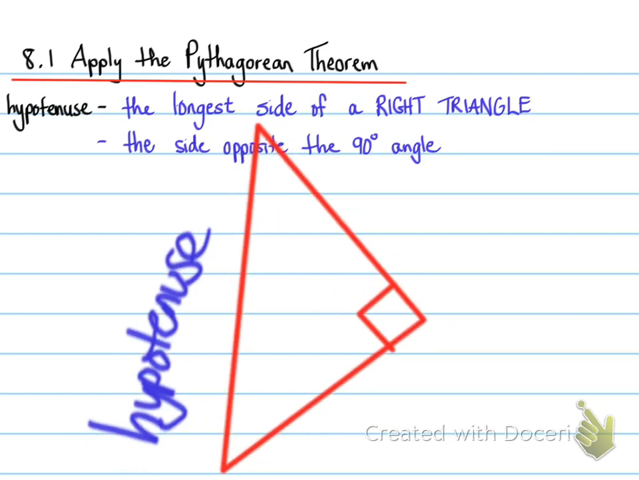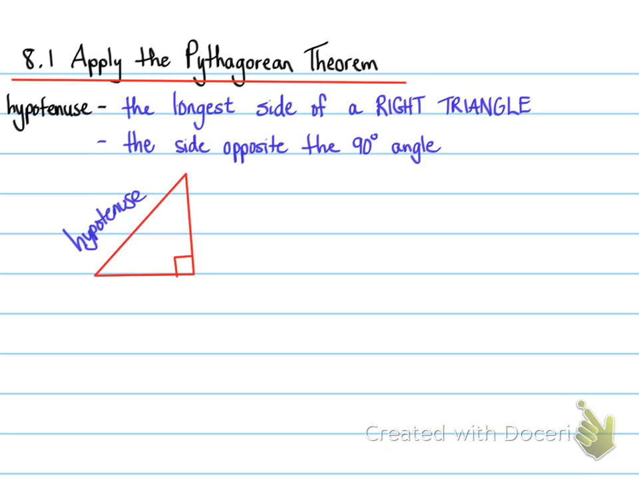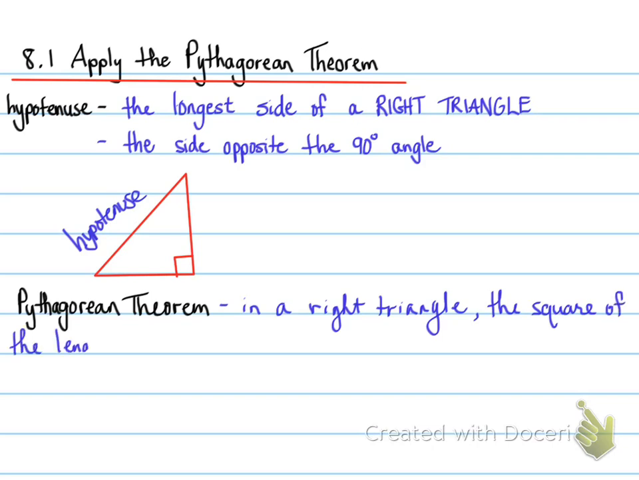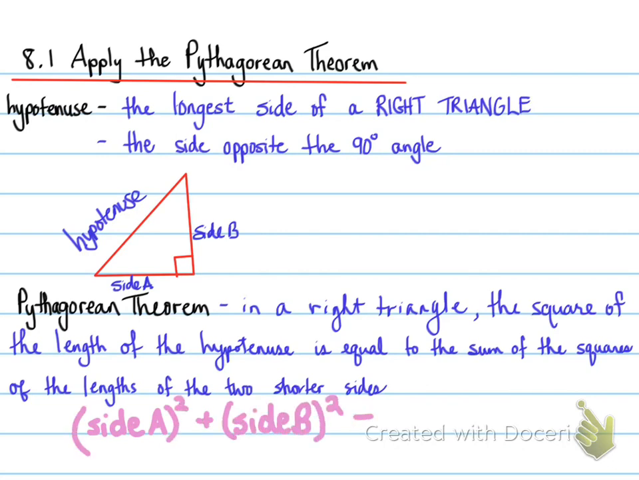So the idea here, folks, is that you want to always identify the hypotenuse first. Once we identify the hypotenuse, we can use the Pythagorean Theorem, which we're going to call PT for short. In a right triangle, the square of the length of the hypotenuse is equal to the sum of the squares of the lengths of the other two sides, the two shorter sides. So if we have side A and side B, the formula will be side A all squared plus side B all squared equals the hypotenuse squared. That is, A squared plus B squared is equal to C squared.